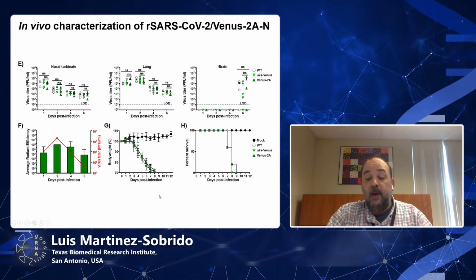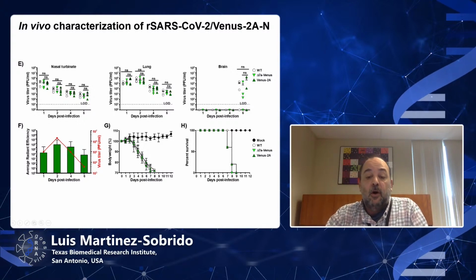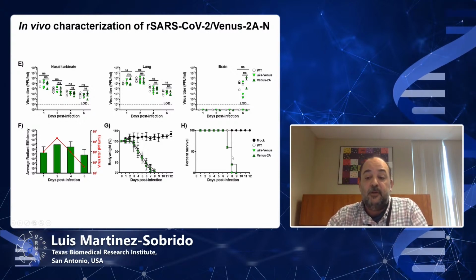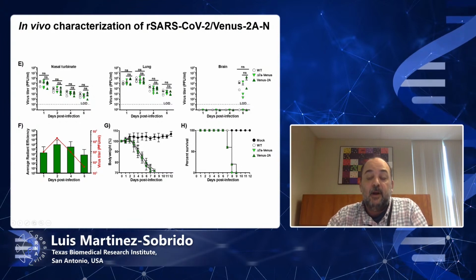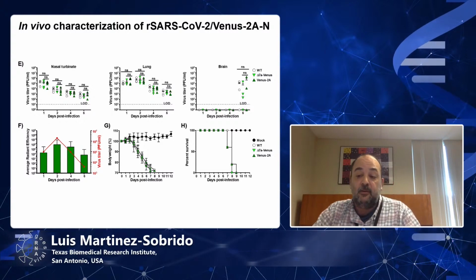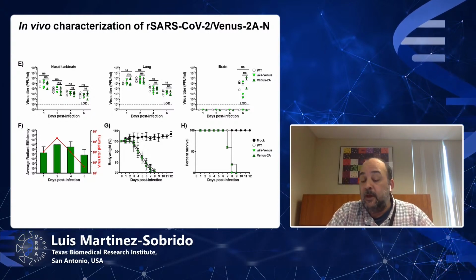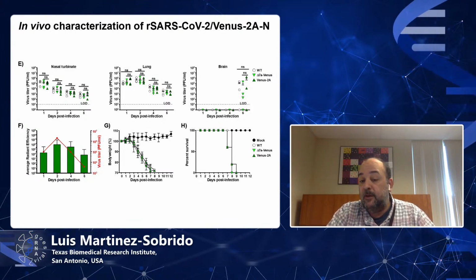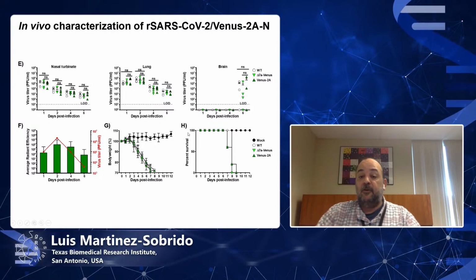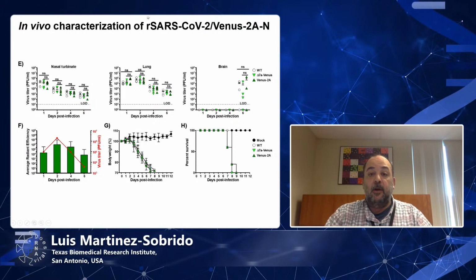Importantly, all the mice that were infected with these recombinant viruses expressing Venus rapidly lost weight and succumbed to viral infection between day 7 and 9, similar to the recombinant wild-type virus that does not express the reporter. This suggests that expression of these reporter genes from either the open reading frame 7A or NP locus does not affect pathogenesis of the virus in this animal model.